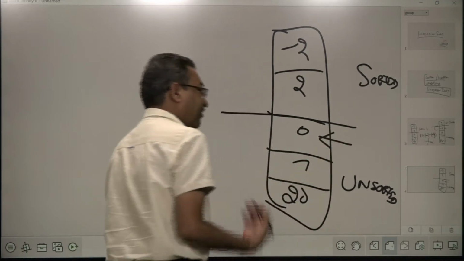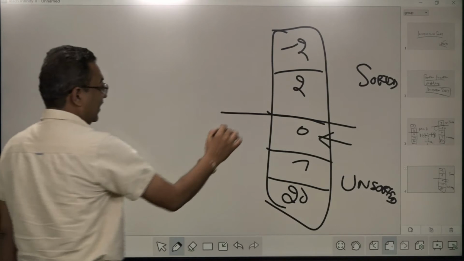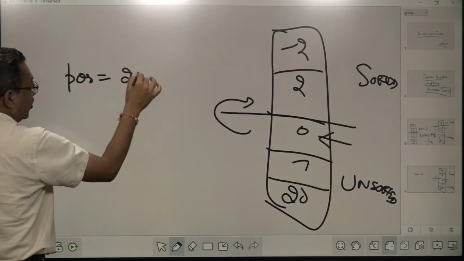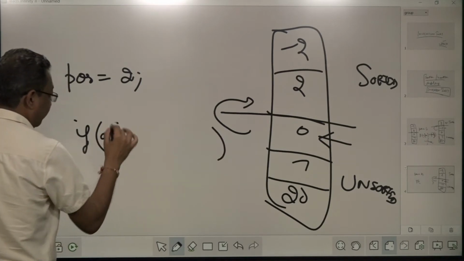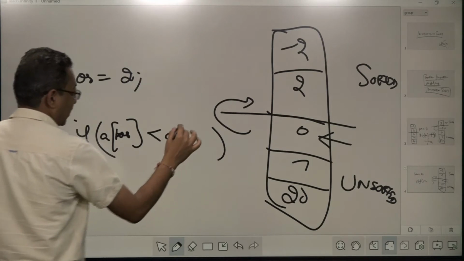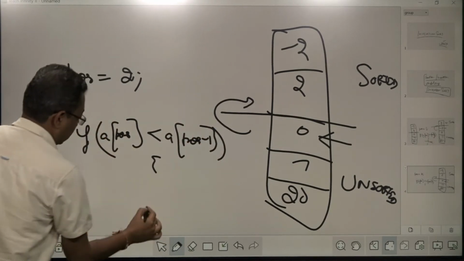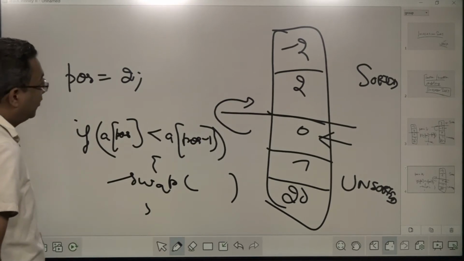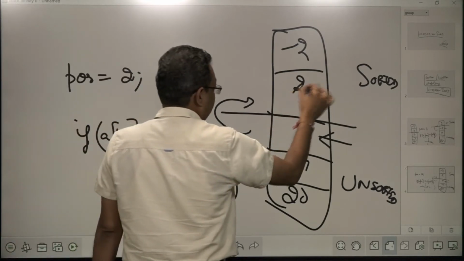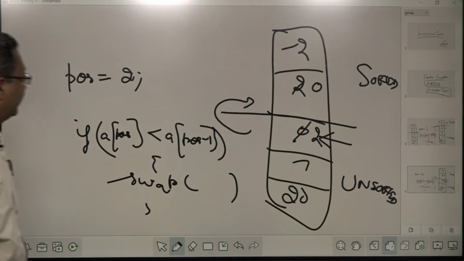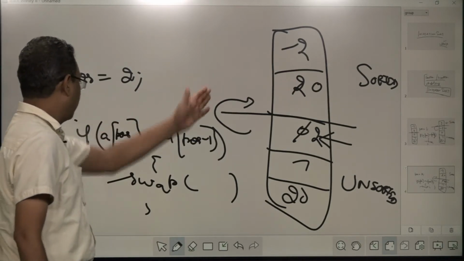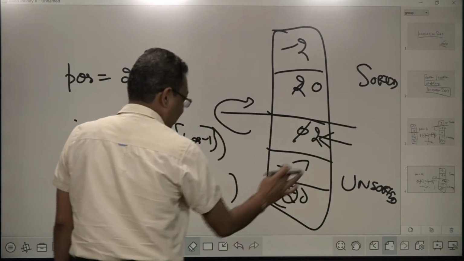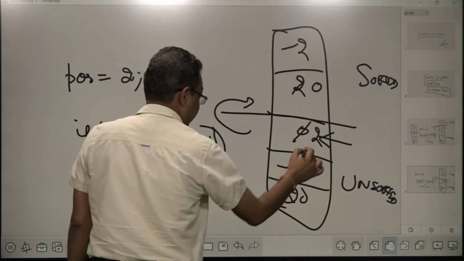So take the first element from the unsorted list and try to insert it into the sorted list. And for this, the concept is the same, position is 2. If A[pos] is less than A[pos minus 1], just swap. Right? Once it works, then what do we get? Instead of this 0 and instead of this 2, we get 0, 2. Now for understanding, instead of 7, let's make it minus 1.